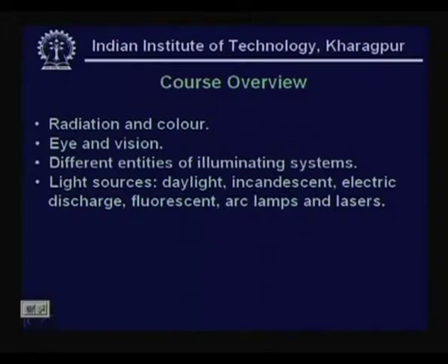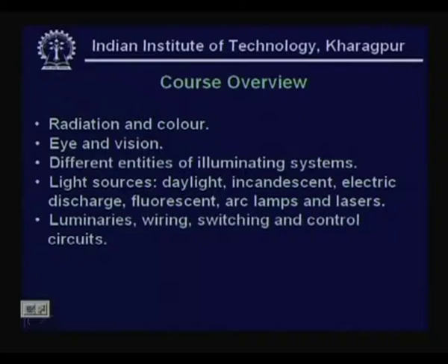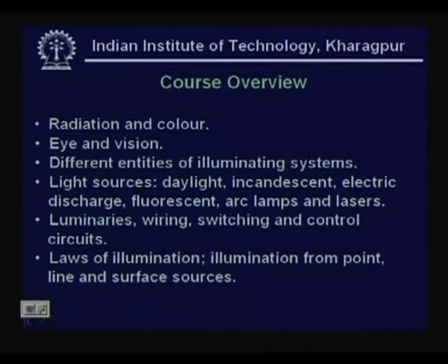The light sources have to be observed, considering the daylight, which is the normal natural light, and the artificial lights formed by incandescent, electric discharge, fluorescent, arc lamps and lasers. The luminaires, wiring, switching and control circuits. Obviously, here there is an implied understanding that artificial lighting employs electrical energy, and hence the various control aspects that involve using electrical circuit systems are being addressed. Laws of illumination, illumination from point, line and surface sources.